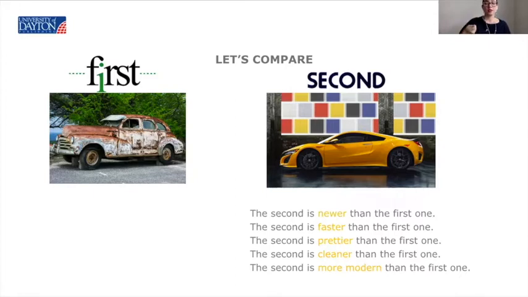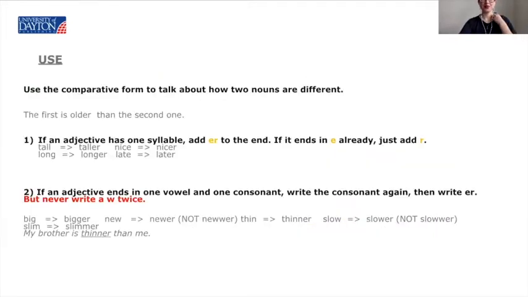I advise you that on the next part we're gonna see the structure they use and everything that comes with that thing that we call grammar. You take some notes because you're gonna need them at the end, and they're gonna be useful for the rest of your English practice, okay? Now, use the comparative form to talk about how two nouns are different. We have to remember that nouns can be people, objects, animals, or places, okay? And we got an example. The first is older than the second one, when we were talking about the cars, okay?